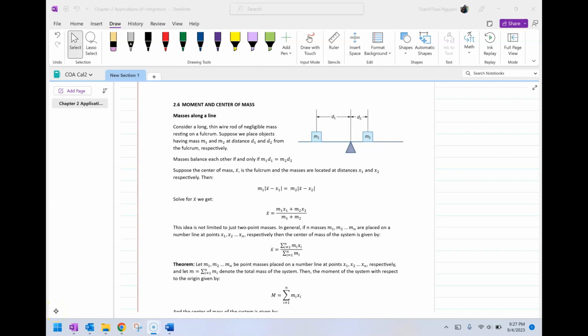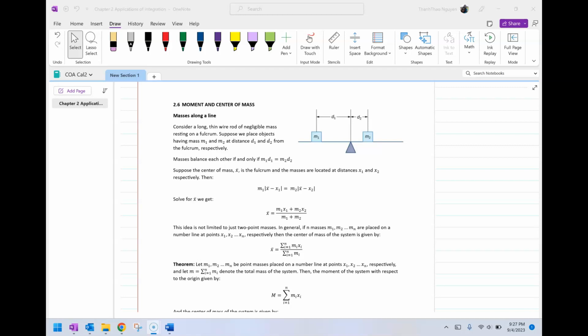Consider a long, thin wire rod of negligible mass resting on a fulcrum. Suppose we place objects having masses m1 and m2 at distances d1 and d2 from the fulcrum, or from equilibrium, respectively. The masses balance each other if and only if m1 times d1 equals m2 times d2.